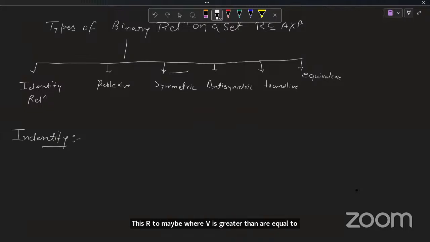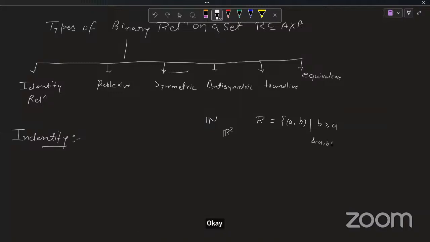Sir, we have (0,0), (0,1), then will it go on infinite times, (0,3), (0,4), (0,5)? What are you doing basically here? You have the natural numbers, and this R2 is a relation. R is a relation such that you are taking pairs where B is greater than or equal to A, and both A and B come from the natural numbers. Yes, you are correct.